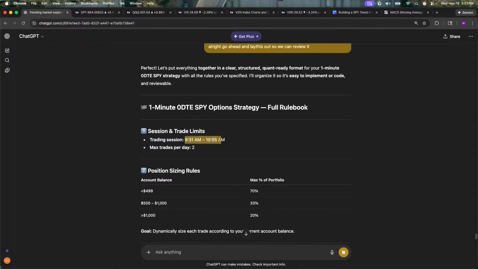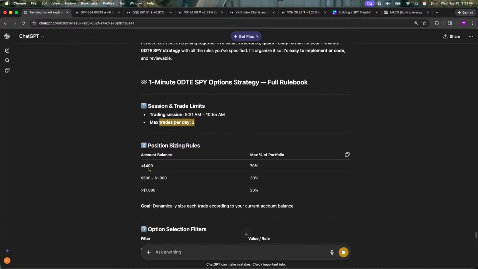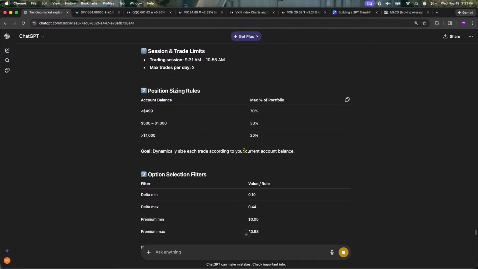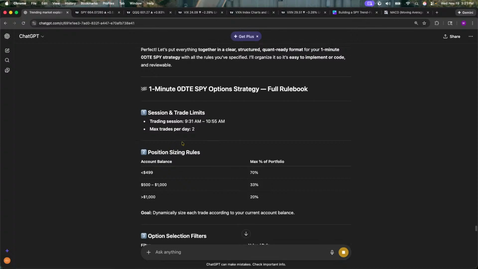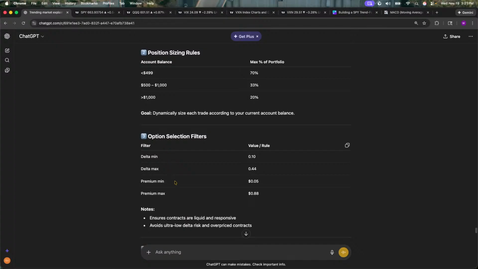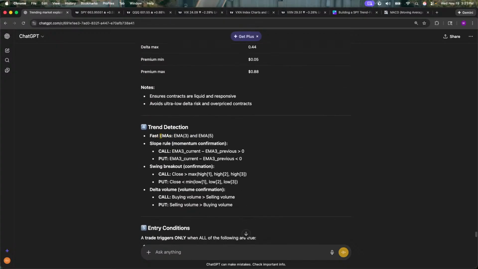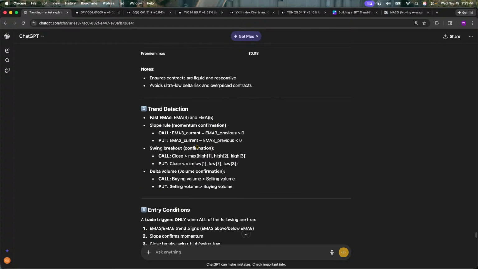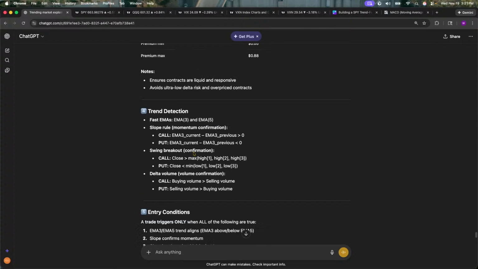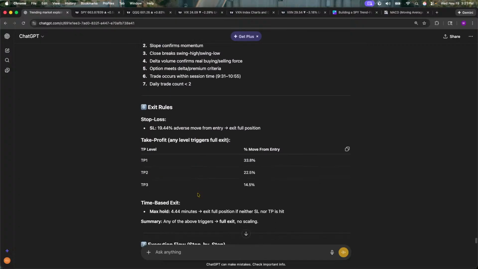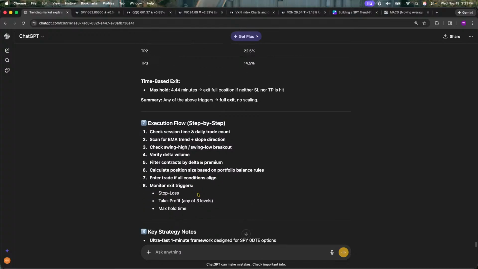All right, session 931 to 1055 on max 2 trades per day, 499, 70%, dynamically size each position according to the current balance. Hold on. I said starting balance is 100. I'm going to just reiterate that. Delta, perfect. We have our trend direction, entry, 2 trades a day. Hold on, let me just make sure. Entry. Okay. Perfect. Take profit. Execution.